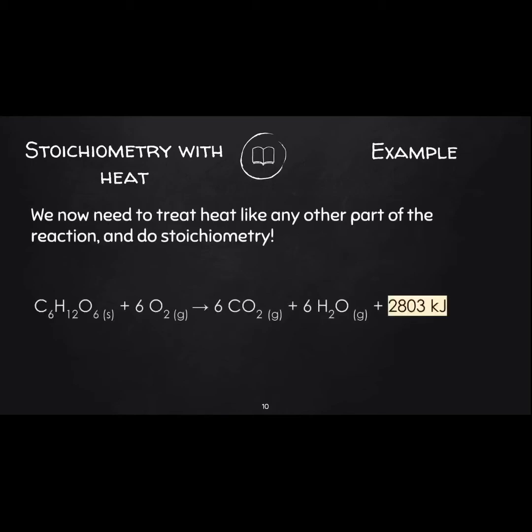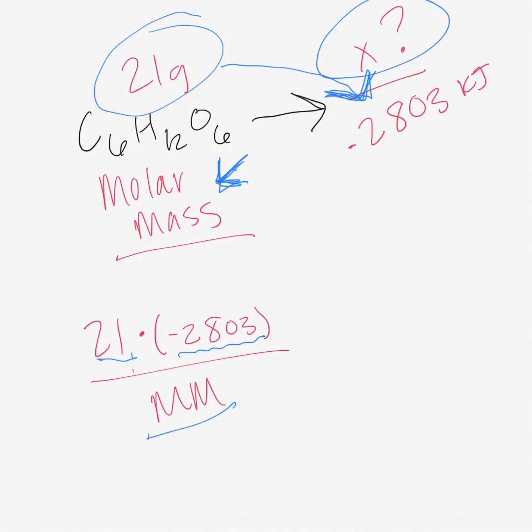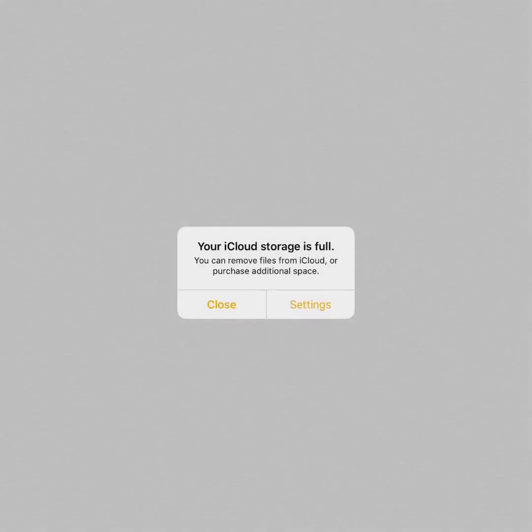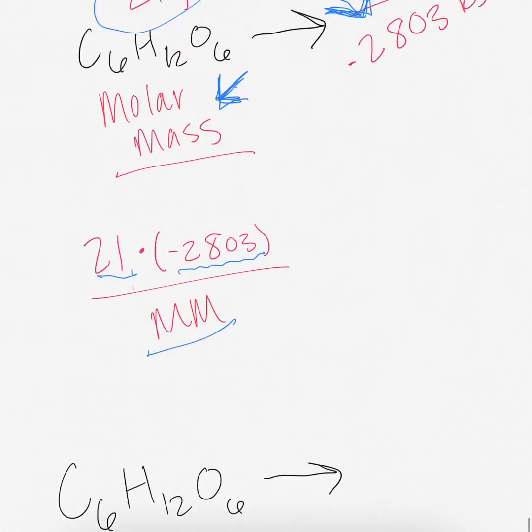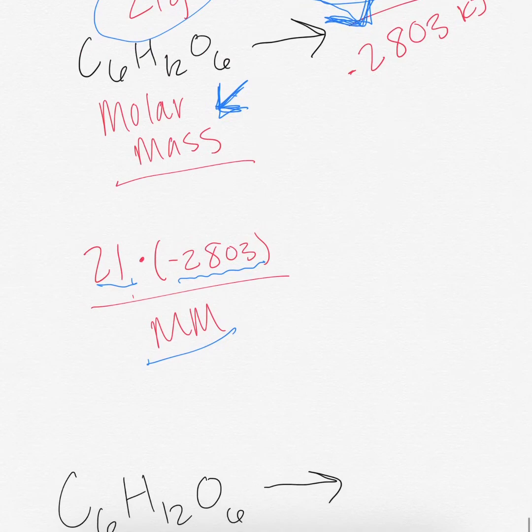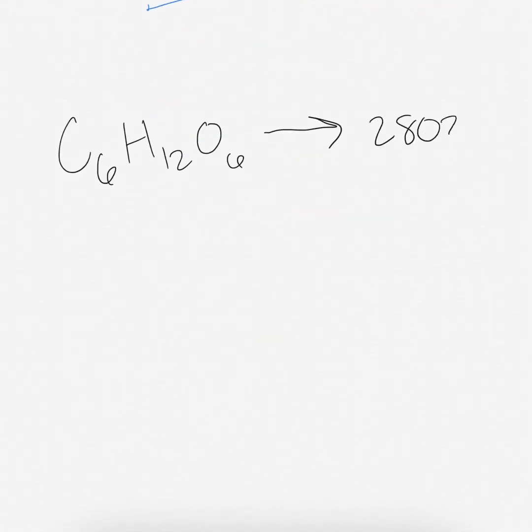So we need to go ahead and do our stoichiometry for this question. So I'm going to go to my notes and I'm going to rewrite this for you. So we have C6H12O6, that's glucose. I'm not going to write out the full reaction because we don't really need it. And then we had 2803 kilojoules. So this is the stuff that we need from that question.